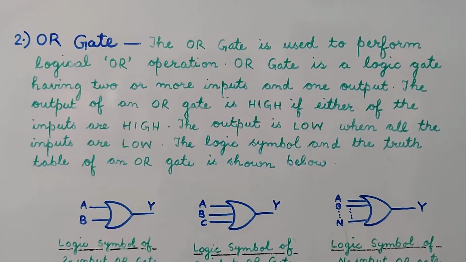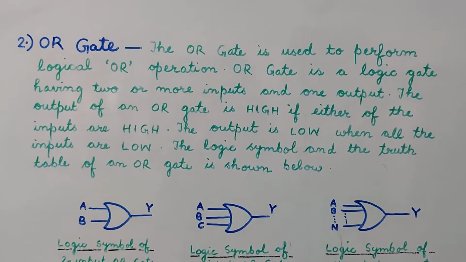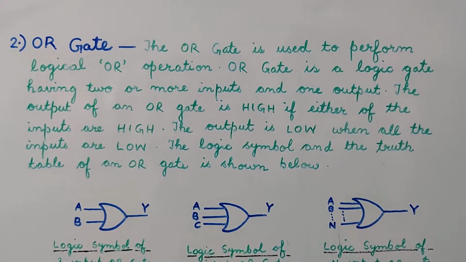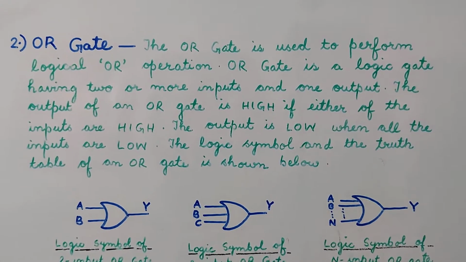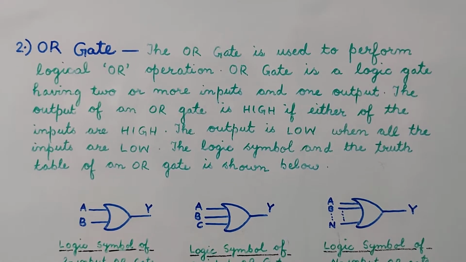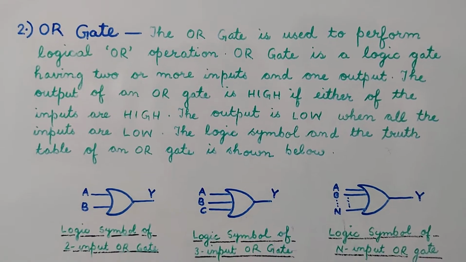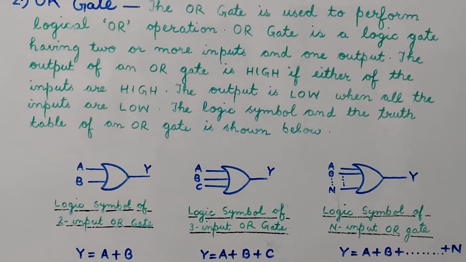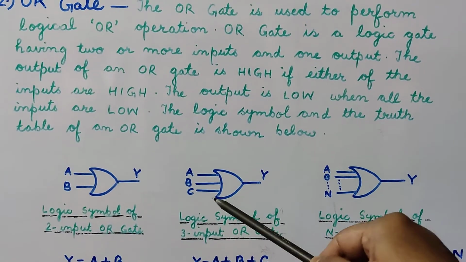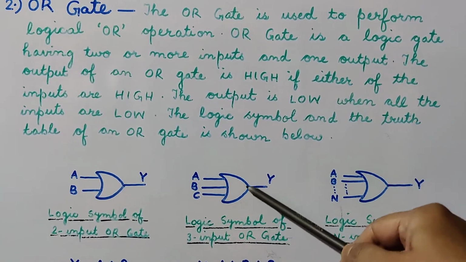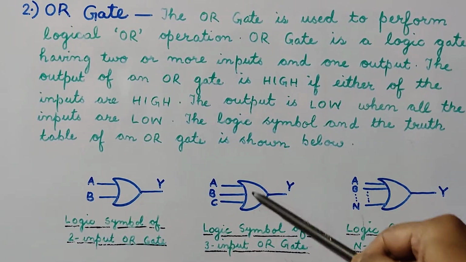The output of an OR gate is high if either of the inputs is high, and its output is low when all the inputs are low. The logic symbol and the truth table of the OR gate are shown in the figure. From this figure we find that this is the logic symbol of an OR gate. That is, an OR gate is represented by this symbol.